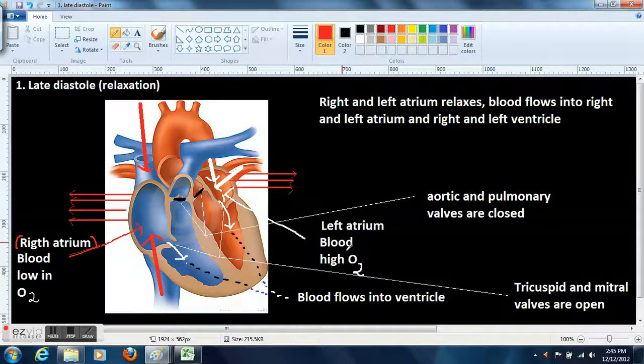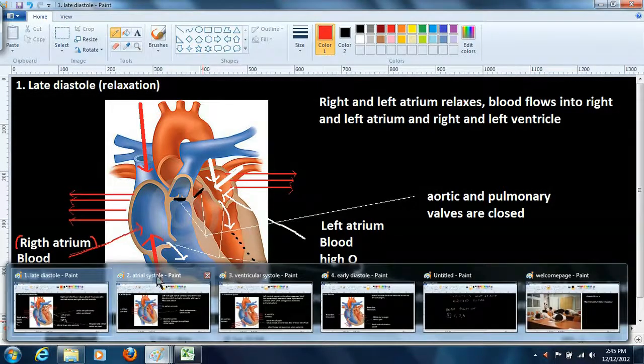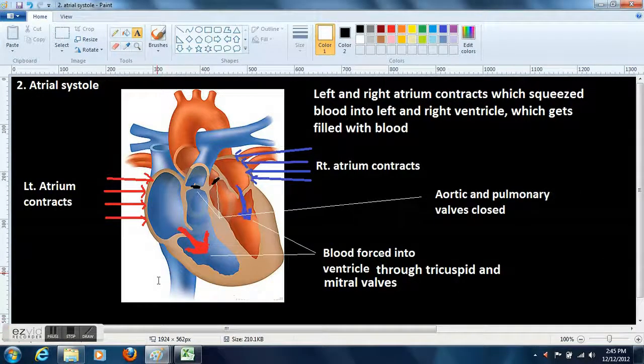So in this stage, in the right atrium, blood low in oxygen flows in, and that blood again flows into the right ventricle, and in the left atrium, blood rich in oxygen flows in and then flows into the ventricle.